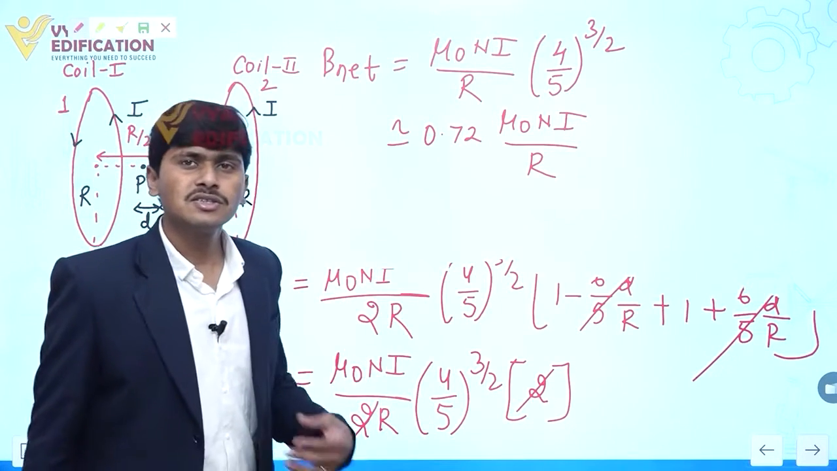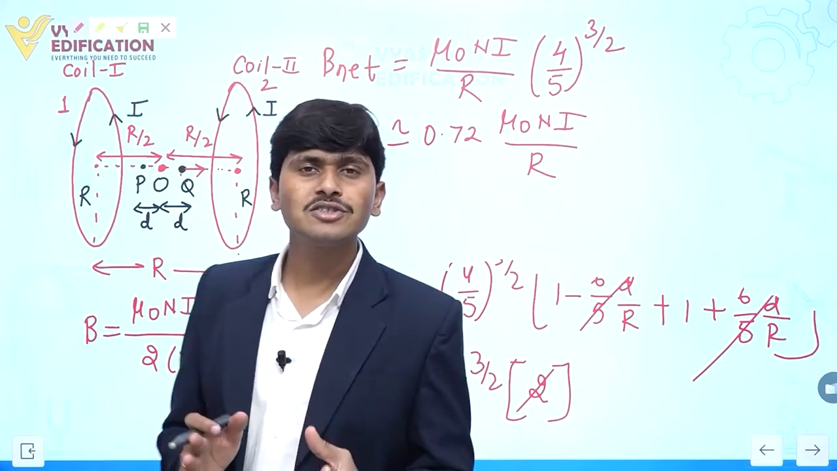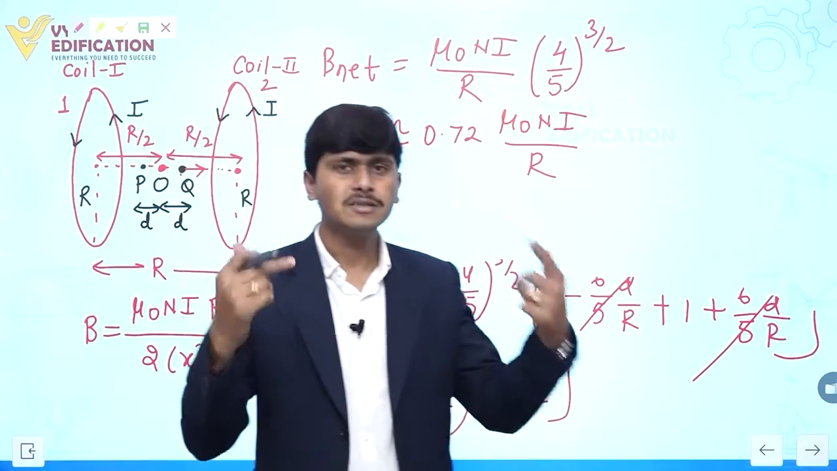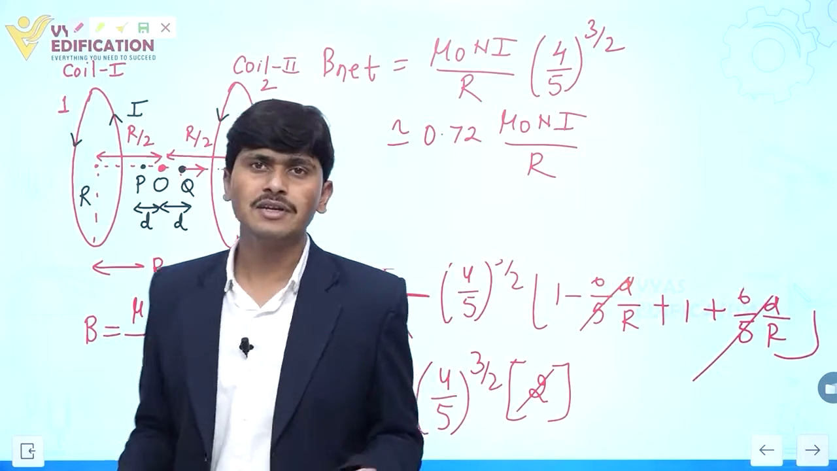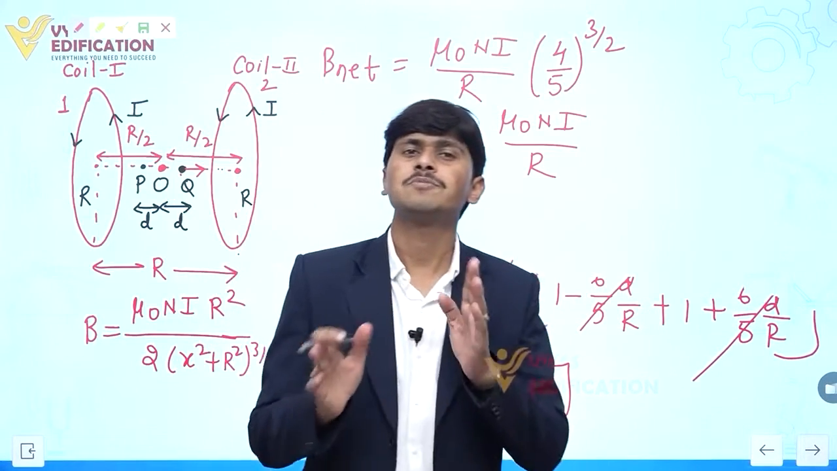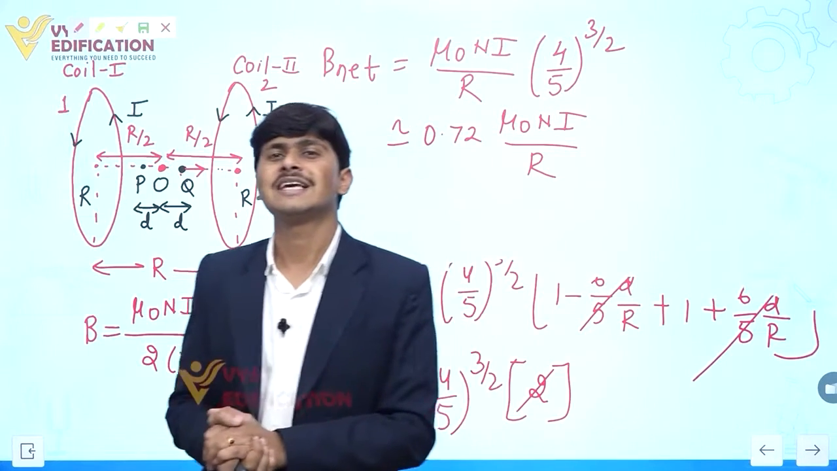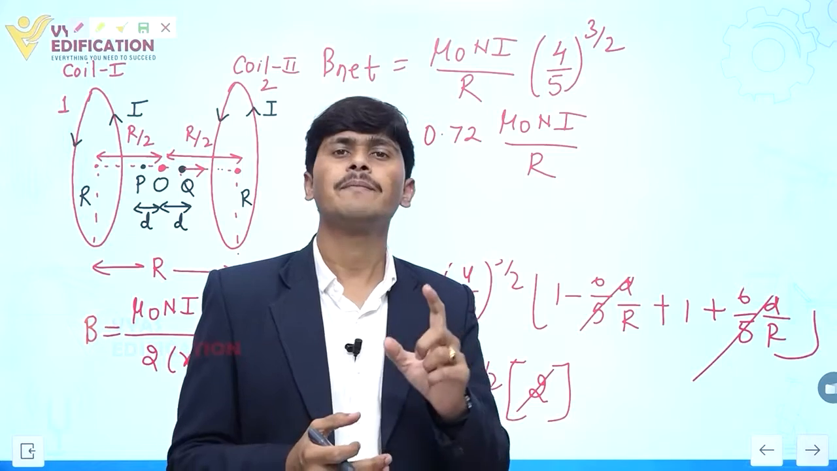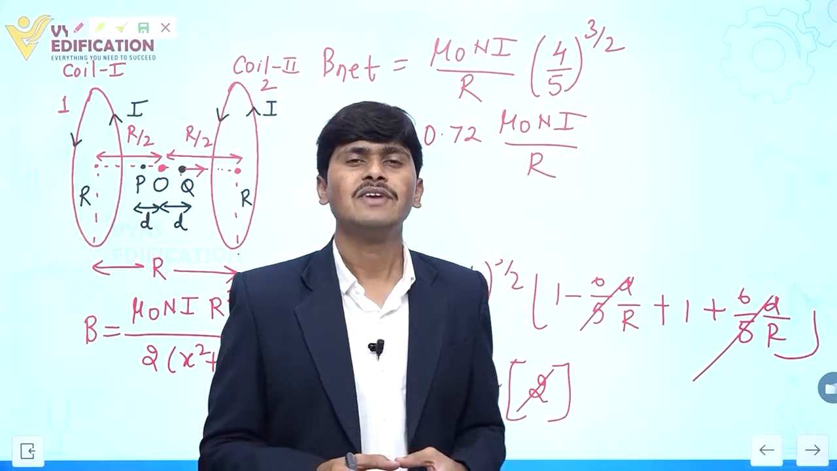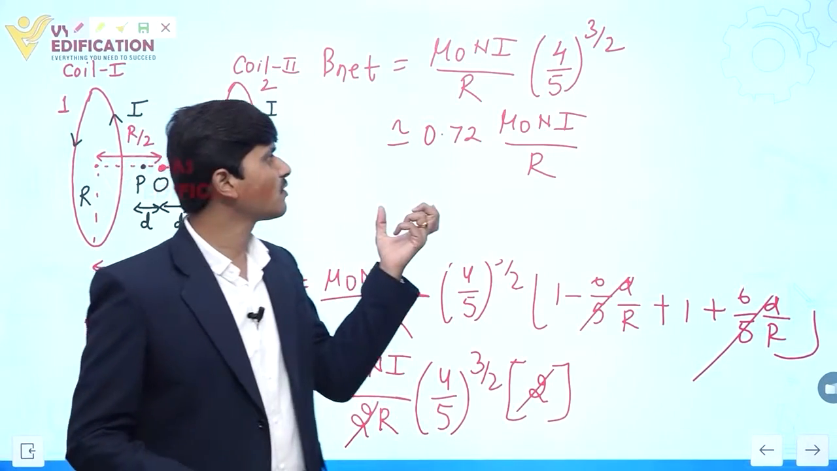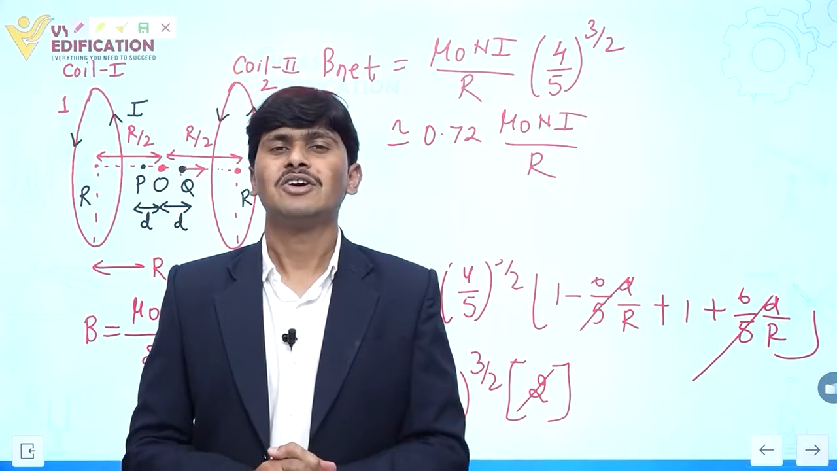If you solve it, approximately you will find the value 0.72 mu naught Ni divided by R. Clear everyone? So like this we can see in Helmholtz coils, whenever two coils have the same number of turns, same current, same direction, same radius, and the distance between the centers of the coils is also the same, at that time they show a uniform magnetic field near the midpoint of the coils. Clear? And the result is approximately equal to 0.72 mu naught Ni by R. Clear everyone? So this is all about this question.